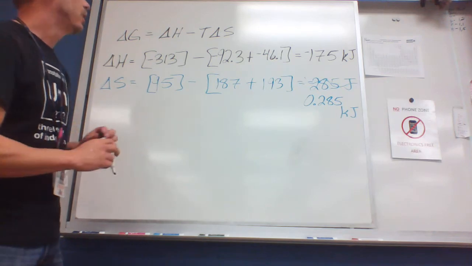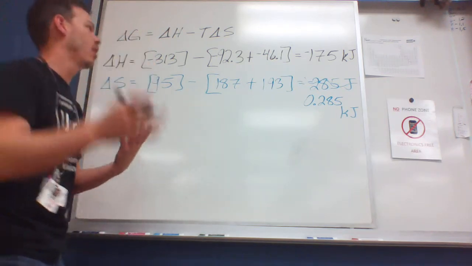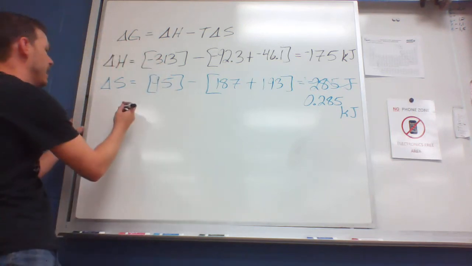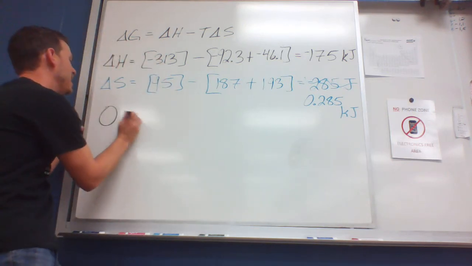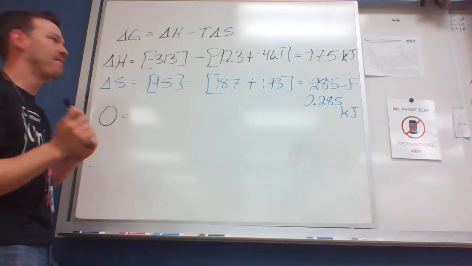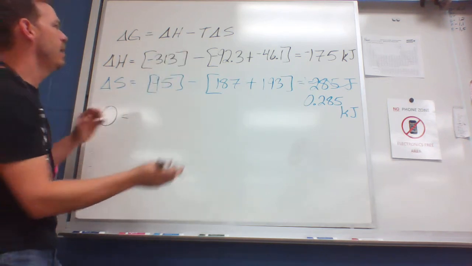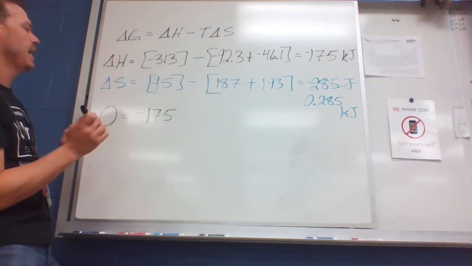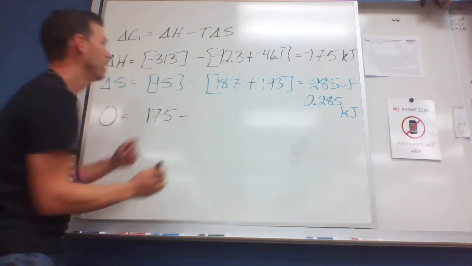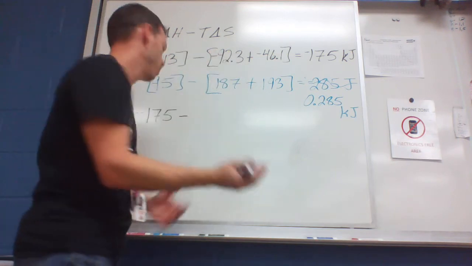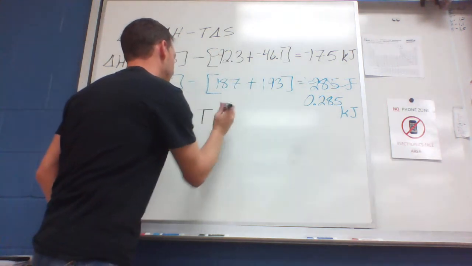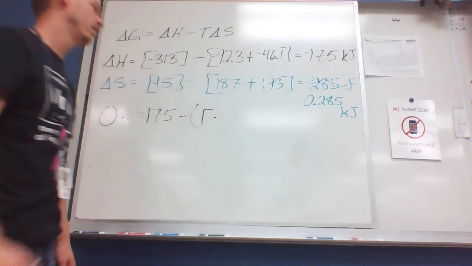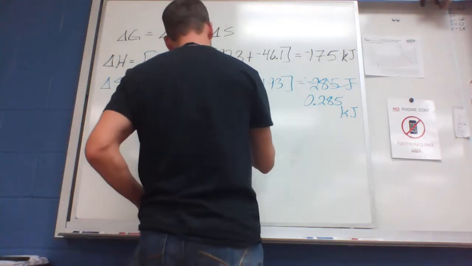All right. So now here's where we got to think through it. Remember what we wanted to do. To find the moment that it becomes spontaneous, I want G to be 0. I'm going to find that temperature. And now I can input my values. I've got negative 175 hanging out there, minus the temperature. That's what I don't know. We're trying to find T, times 0.285.